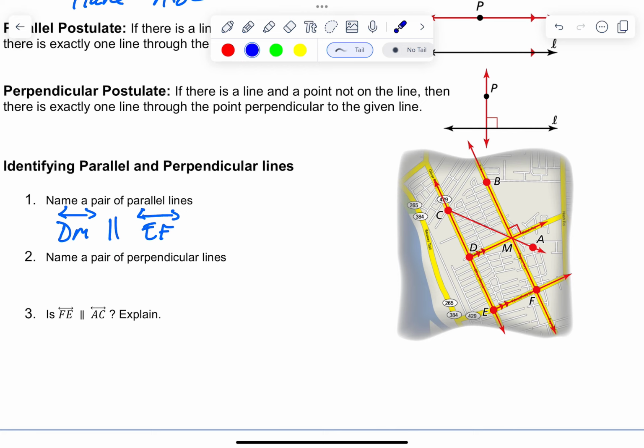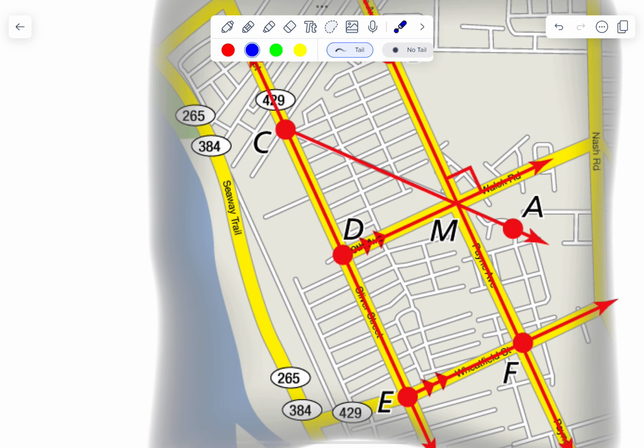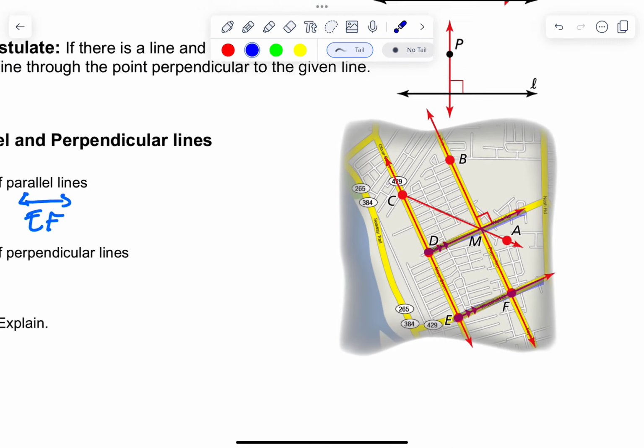And remember, we name lines with 2 points on the line. And this intersection here is point M, right? M is right next to that. And even though there's not a dot there, that letter is referring to that intersection, and we can name that M. So that's where we get DM and EF.